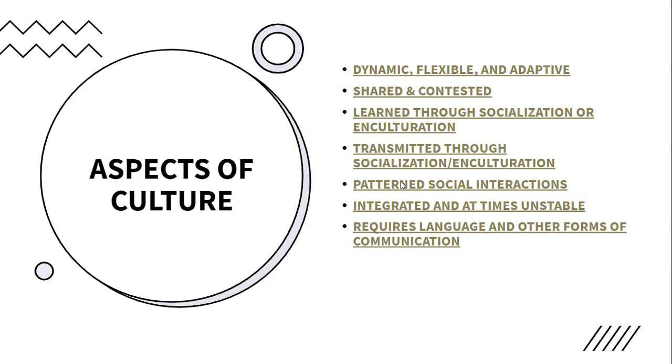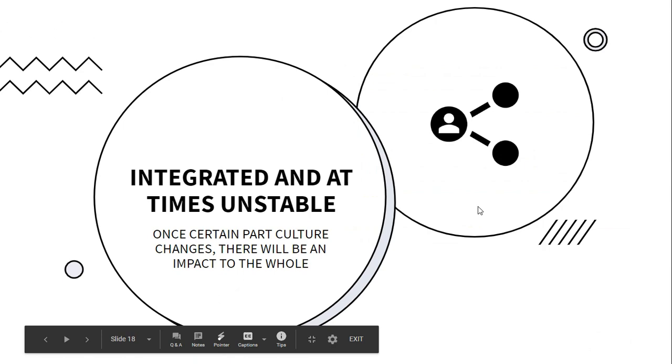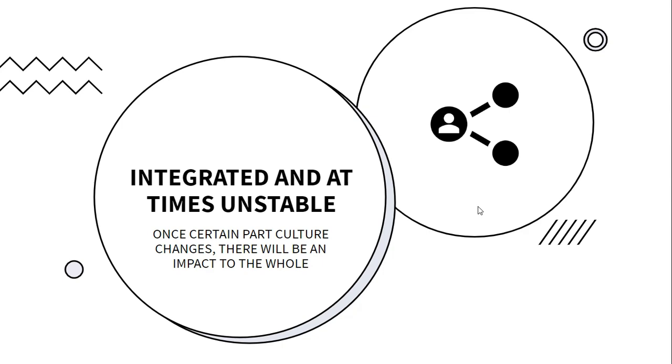Second to the last aspect is culture as integrated and at times unstable. Once a certain part of culture changes, there will be an impact on the whole. In anthropology, culture can be categorized into three major parts such as economic, social, and political. If we change the way we vote, which is political, there is a chance that our social order will be changed, which will affect our economy. On the positive side, if we vote for a competent leader, we might have an orderly society. That is inviting for the investors.